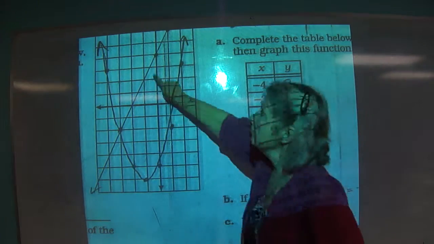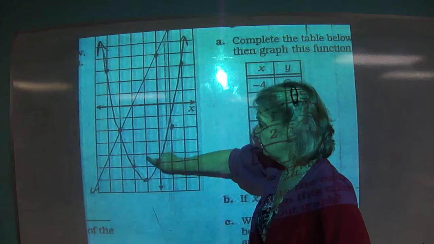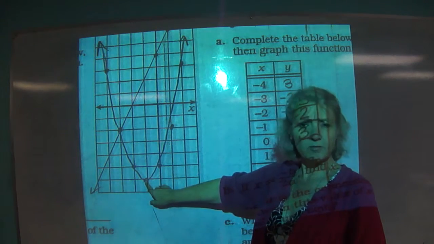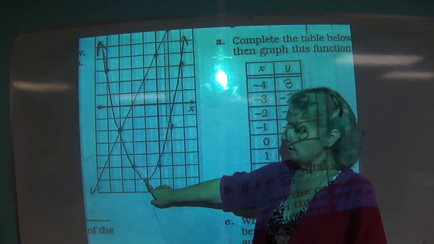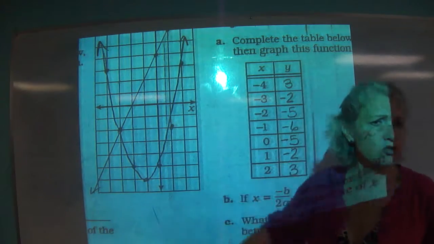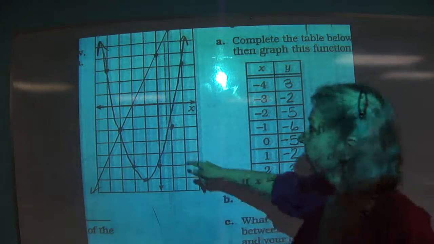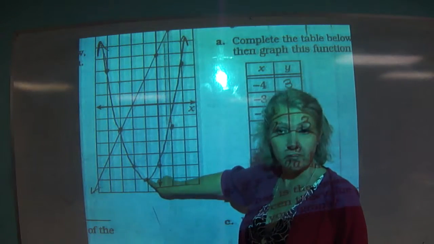So here's your negative 1 line. And what is this? What is that on the parabola? How would you describe what that is? It's the center. It's a pretty thing. It's called the vertex of the parabola. This is the vertex of the parabola.